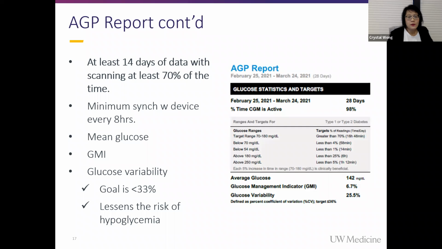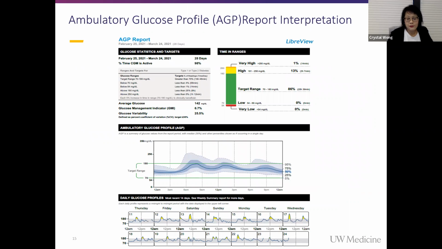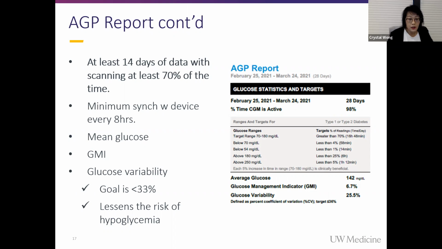So if we go back to this, now we're going to be talking about this upper left-hand corner right there. You want at least 14 days of data with at least 70% adherence, meaning they're wearing the sensor, scanning their sensor, and have data for at least 70% of the time for this report to really be clinically valid. That's where really good training of the patient early on is important, because otherwise you're going to get a report and you're not going to be able to use the data very well.